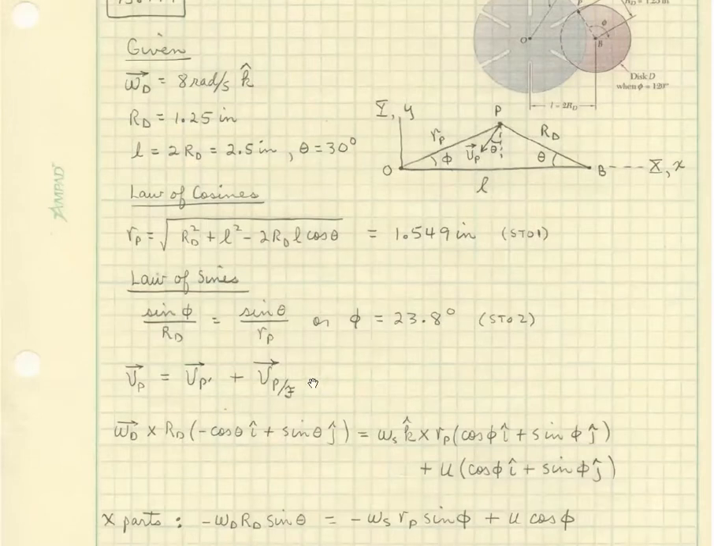Now the next thing we're going to do is relate the velocity of P, which we can get by doing omega D crossed into R sub D. There's omega D crossed into R sub D. R sub D has a unit vector of minus cosine theta I plus sine theta J, and that's got to be equal to V sub P prime. P prime is a point that you mark on the disk right here, and you look at what that velocity is in space. Well, that's an omega spin crossed into R sub P. R sub P is a unit vector cosine phi I plus sine phi J. And then V sub P slash frame is just some value U times cosine phi I plus sine phi J.